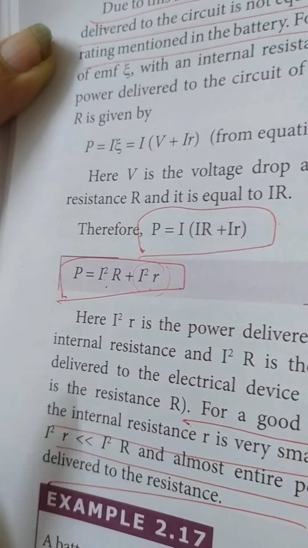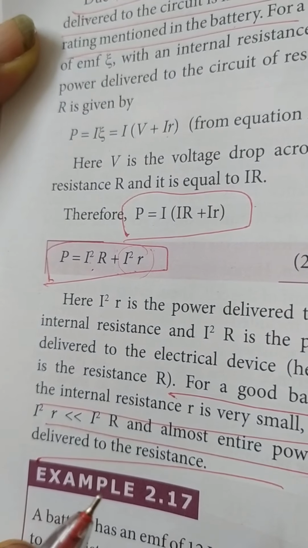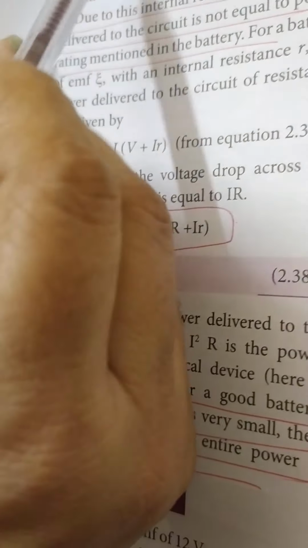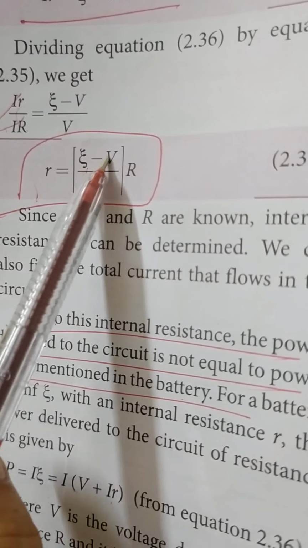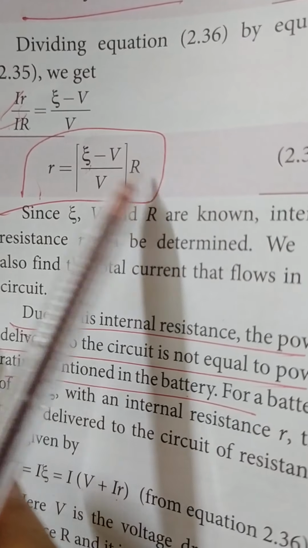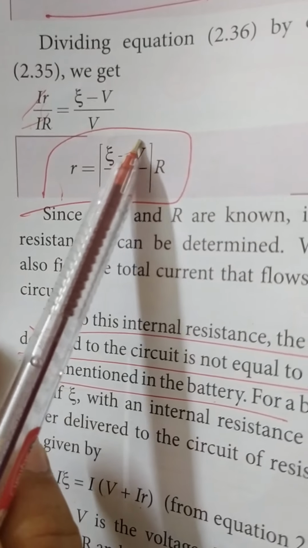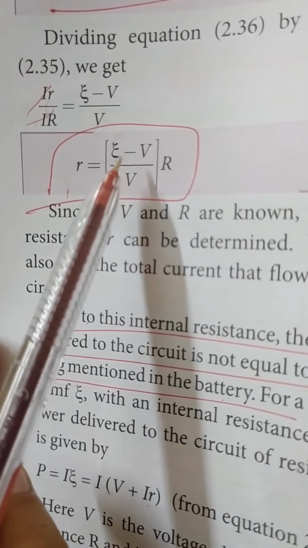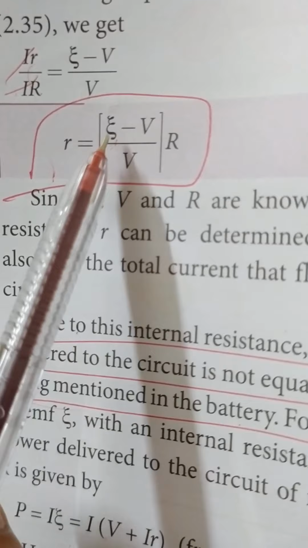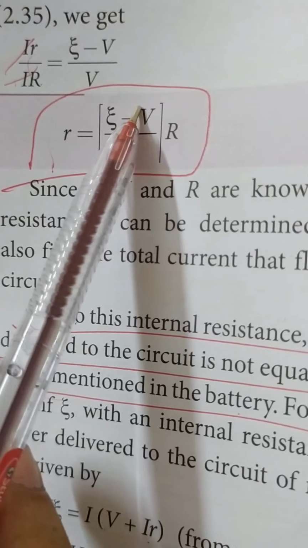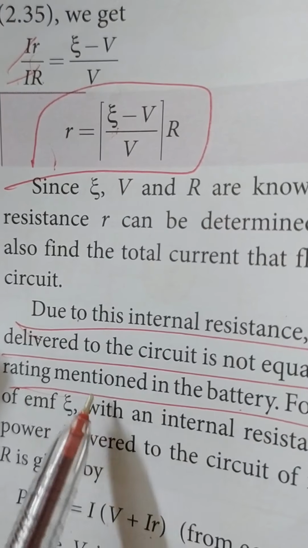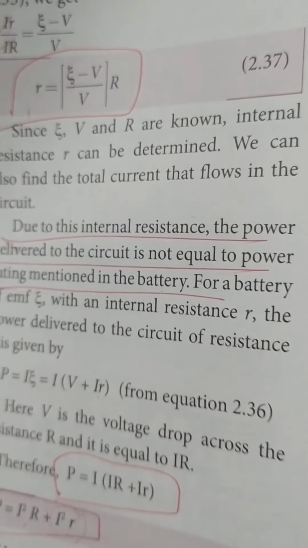This is the determination of internal resistance using a voltmeter, and this expression is very important: r is equal to psi minus V by V, into R. Psi is the EMF and V is the voltmeter reading. Usually the voltmeter reading is less than the actual value, so this difference is mentioned here. So that's all about determination of internal resistance using a voltmeter.